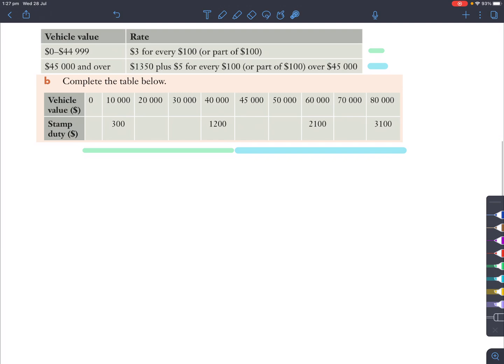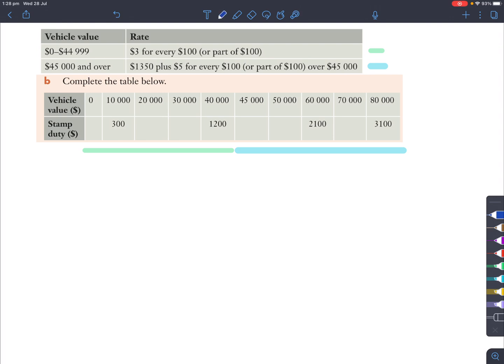Part B, complete the table below. For any kind of vehicle value from 0 all the way to $80,000, you have to use the following stamp duty rules to find them. I have said anything that is between 0 to $44,999 uses this rate. And I've done this by putting it in green. So this green part is matching with this. So we're only going to use that first row for the green part.